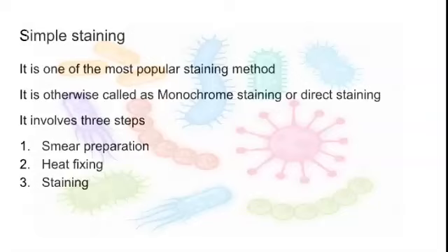We'll see them one by one in detail. What is simple staining? It is one of the most popular staining methods, which is very simple, done by one single stain, that is, monochrome staining or direct staining. We use only one color in this staining technique. And how do we do it? In three steps: smear preparation, heat fixing and staining.